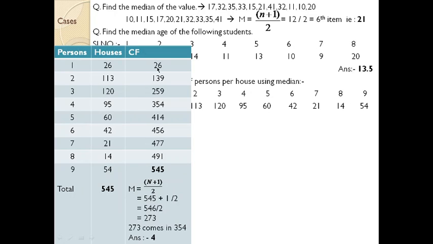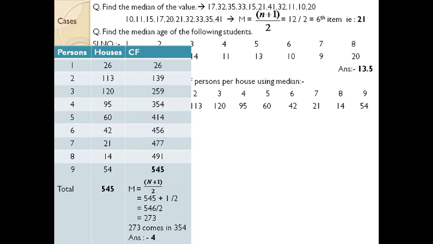The first one is 26. It is clearly visible that 273 never comes under 26. Next item, 139. It is also clear that 273 will never come under 139. You need to make sure whether the number you have found using this equation comes under any of these individual values. Next one, 259. If you go through, you can see that 259 is much smaller than this number. So this 273 will never come under 259. So we have to go for the next value. Next one, 354.